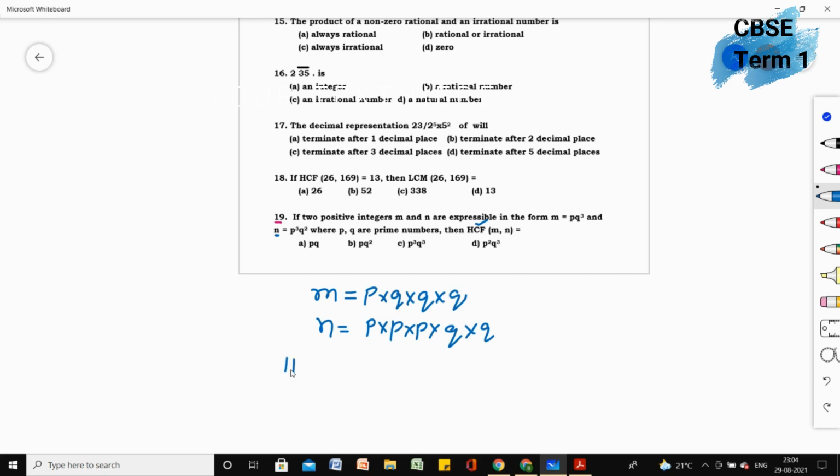Now we have to find the HCF of m and n. So to find the HCF, we have to take the common factors of both m and n. The HCF of m and n will be p into q square. So the correct option for this question is B, p into q square.